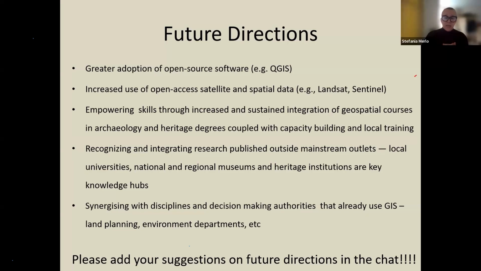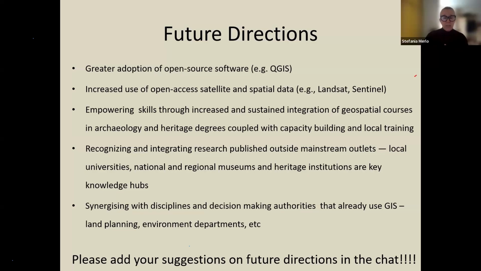Recognizing and integrating the research published outside mainstream outlets. If you do a Science Direct search, you will see that all of the GIS-related, spatial analysis-related papers in archaeology are from specific countries. But we know that dissertations are being written, students are writing a lot of research, and we should try and tap in, through locally based libraries and online repositories, and see what students and other researchers are producing, not in mainstream.